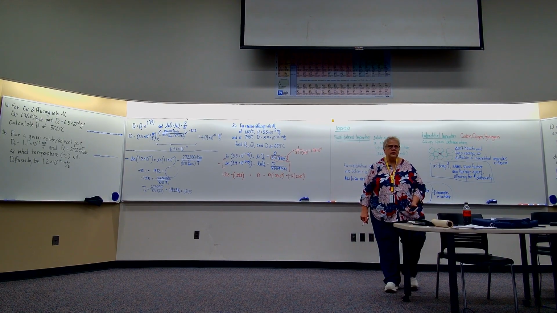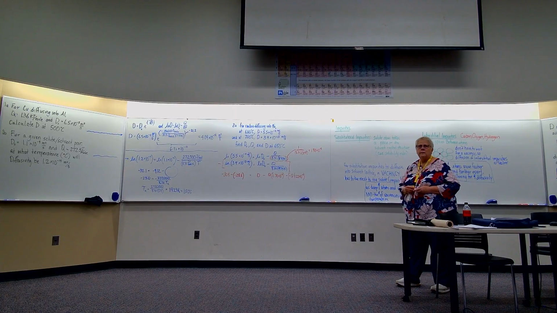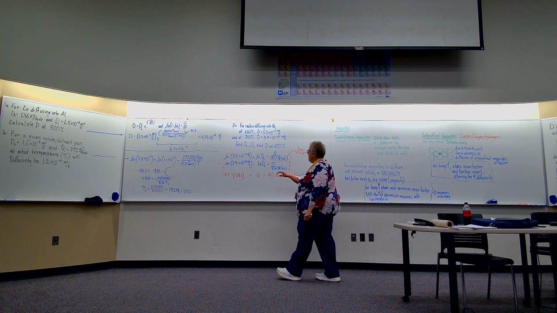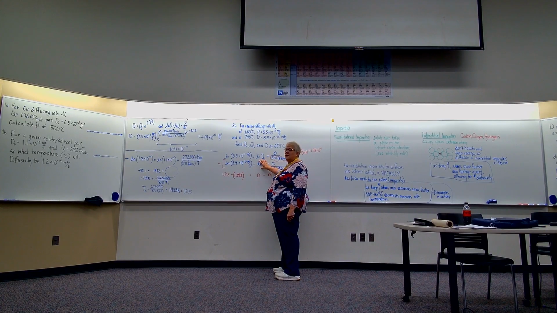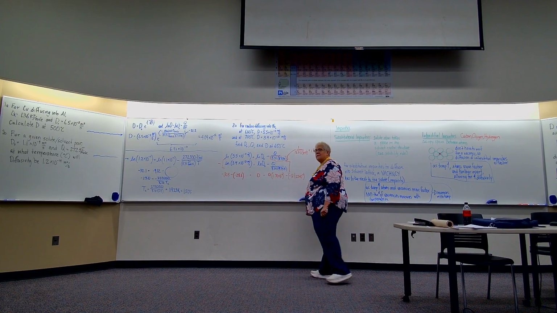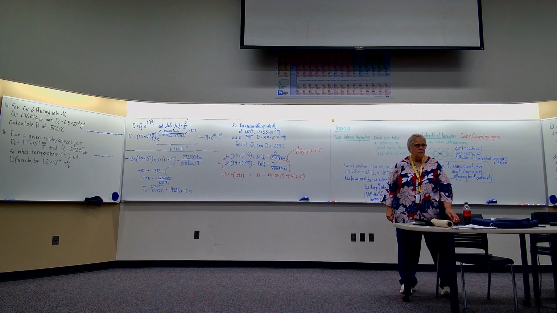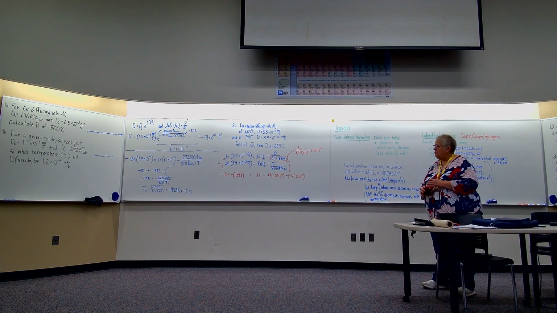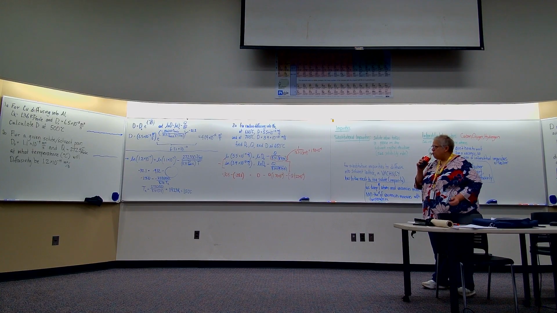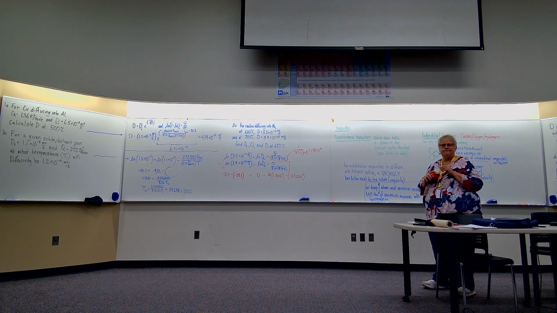Tell me if there's anything there that doesn't make sense. Jacob? How do you know that the natural log of D0 is going to be 0? It's not, but I have this equation minus this equation. So I have natural log of D0 minus natural log of D0. You have to keep real close tabs on your negative signs.